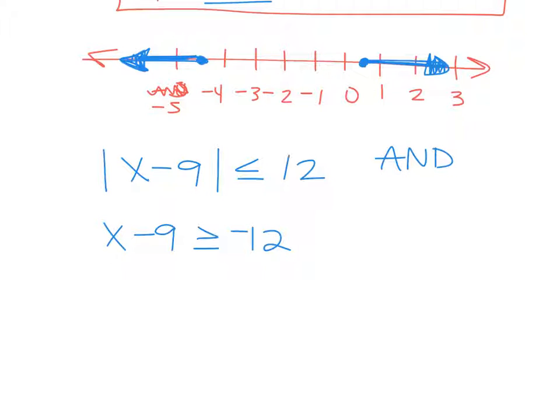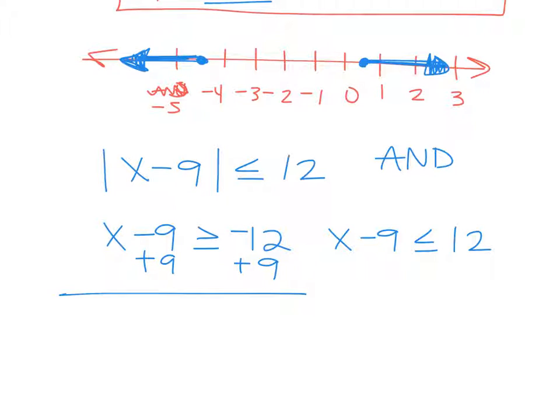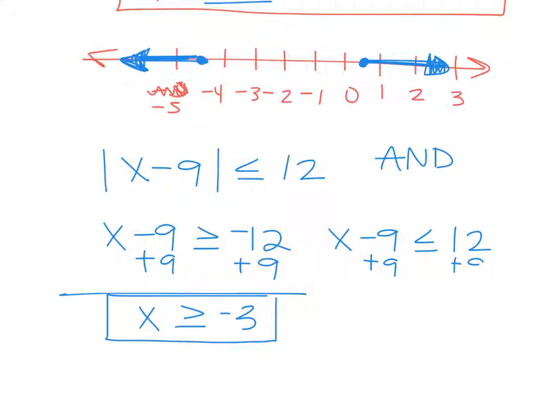What's the other one? Ryan, you want to try it? The other one's the easy one. You write it exactly how you see it without the bars, right? So x minus 9 is less than or equal to 12. Okay, so those are your 2 inequalities. Now you solve them. So add 9. You get x is greater than or equal to -12 plus 9 is a -3. This one, add 9. So x is less than or equal to 21.